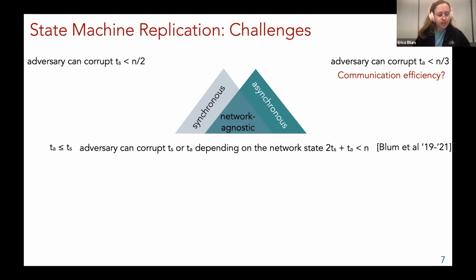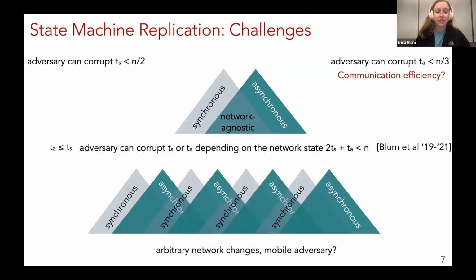And a natural next question is, what can we hope to achieve in a model where the adversary can switch back and forth between these nodes during the lifetime of the protocol? Maybe we have some pattern where it's switching back and forth. And we found that it's not at all trivial to translate the results from what I'll call the original flavor network agnostic model to this new model.